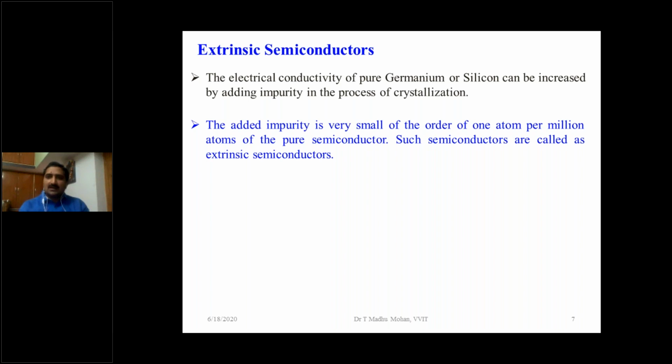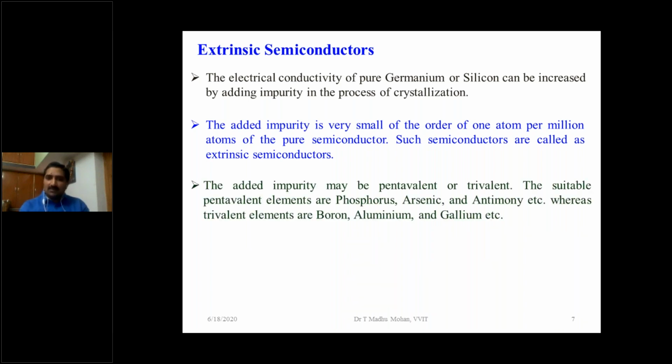Intrinsic means pure semiconductor. Extrinsic means impure semiconductor. The added impurity may be pentavalent or trivalent. The suitable pentavalent elements are phosphorus, arsenic, and antimony, etc. Whereas trivalent elements are boron, aluminum, and gallium, etc.